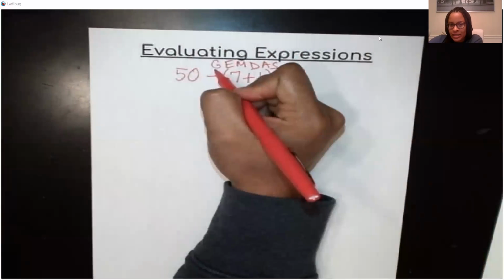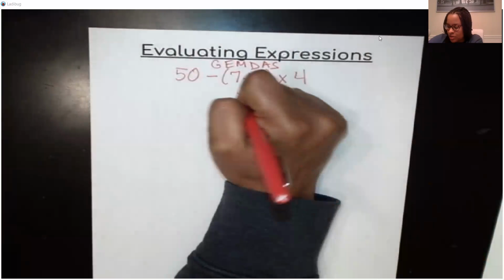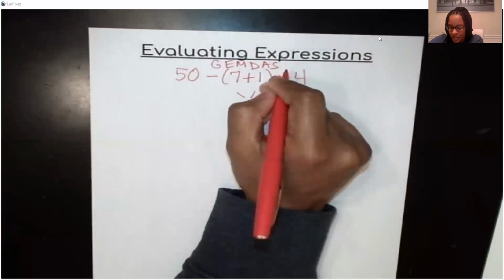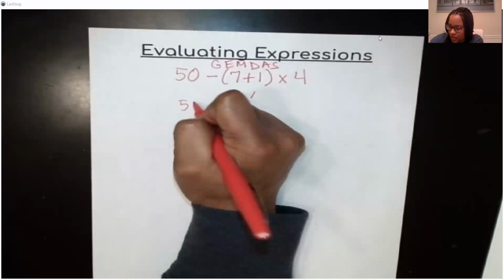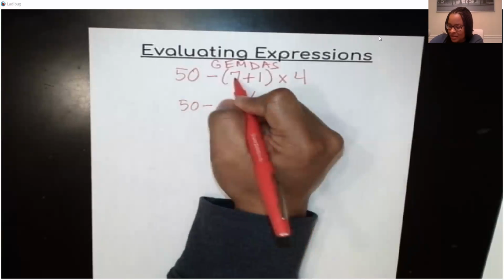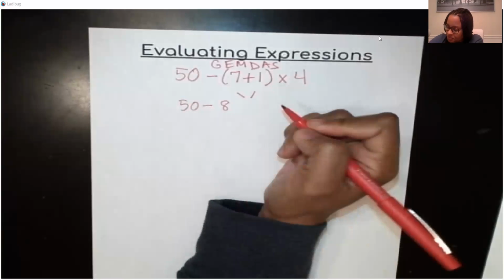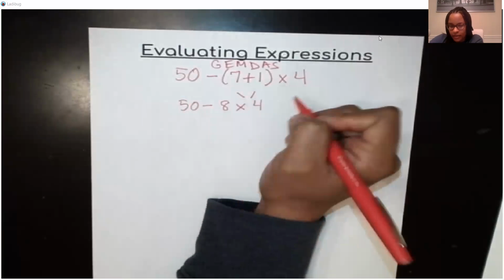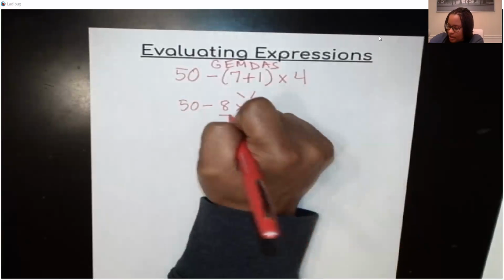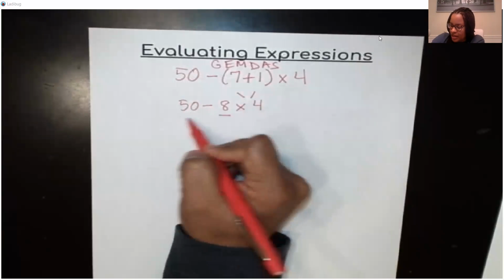So do I have any grouping symbols? Yes, I do. So I'm going to do 7 plus 1 first. I'm going to solve that first. So I'm going to rewrite everything else exactly the same except for this part. 7 plus 1 equals 8 times 4, okay? And then let's look at the next row.